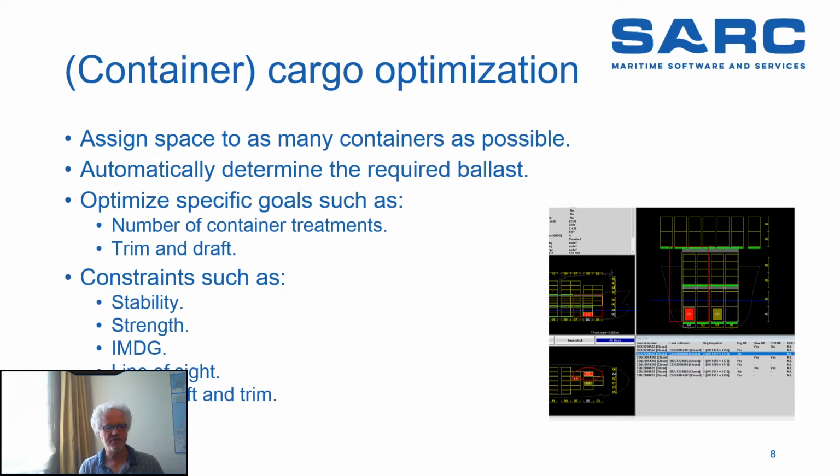You can define some specific goals for an optimization. The number of treatments of containers, so you don't want to have the containers for your next harbor on top, because then you need to remove all the other containers from it before you can access them. And there is an optimum trim and draft, and of course there are some further constraints such as stability and strength, etc. The ones you see there.